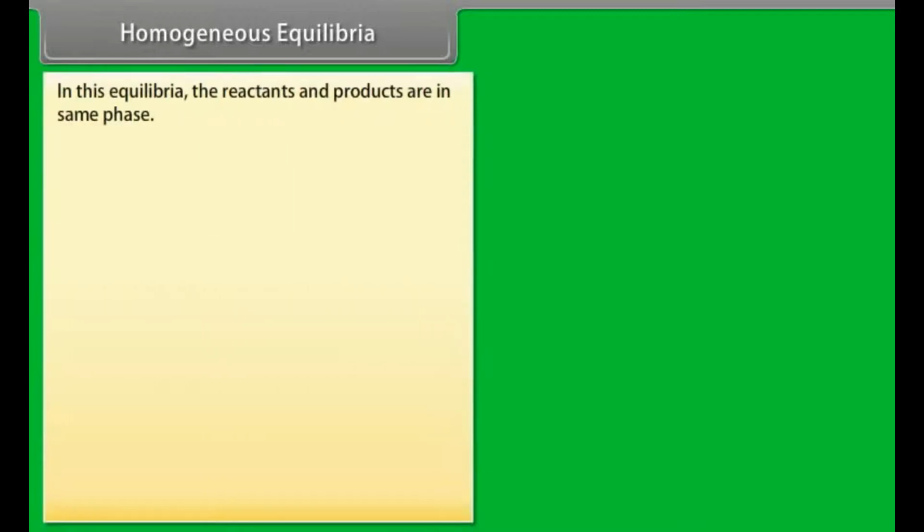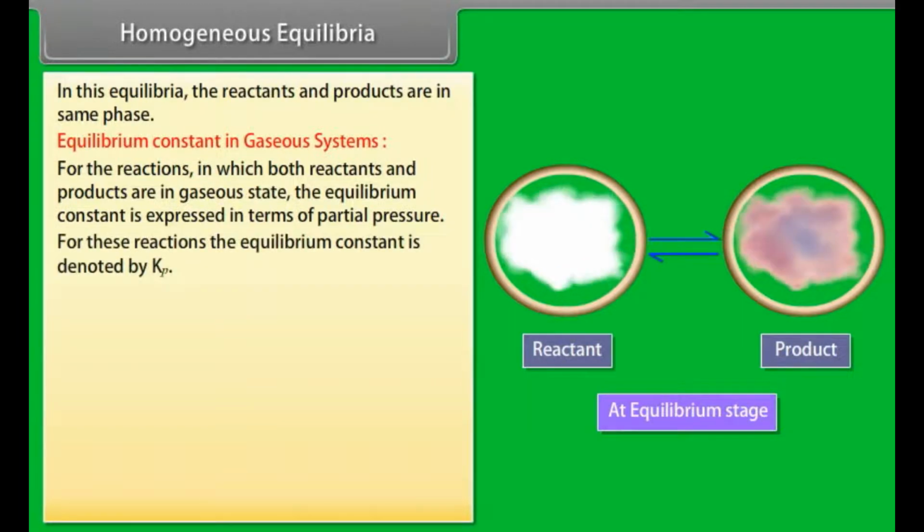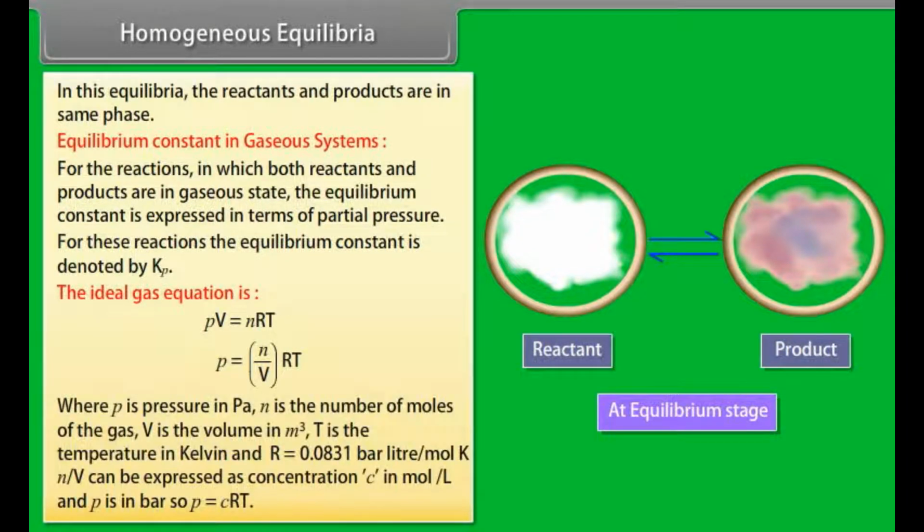Homogeneous equilibria. In these equilibria, the reactants and products are in the same phase. Equilibrium constant in gaseous system. For the reactions in which both reactants and products are in gaseous state, the equilibrium constant is expressed in terms of partial pressure. For these reactions, the equilibrium constant is denoted by Kp. The ideal gas equation is PV is equal to nRT. P is equal to n by V RT, where P is pressure in Pascal, n is the number of moles of the gas, V is the volume in m cube, T is the temperature in Kelvin, and R is equal to 0.0831 bar liter per mole Kelvin.